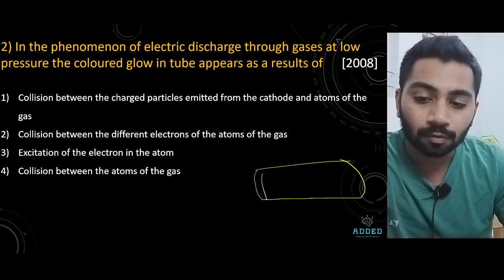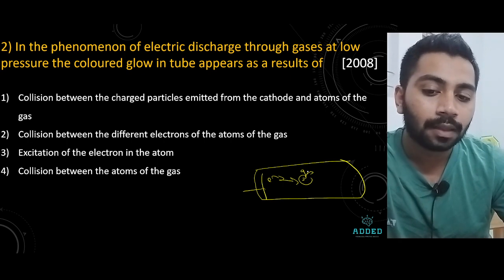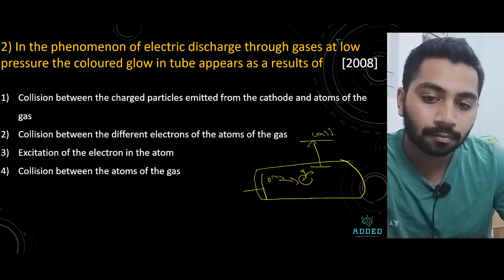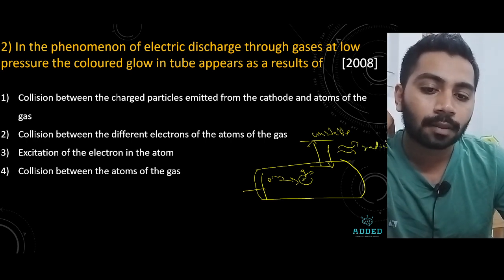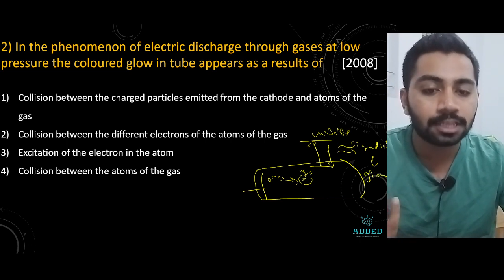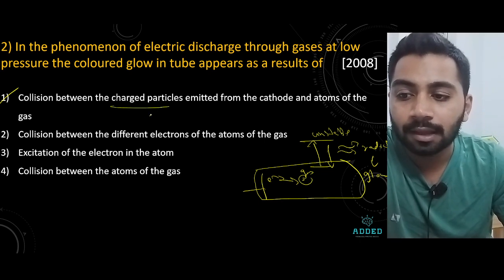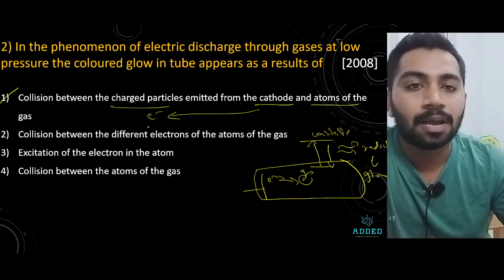See, I will tell you why. Electrons are moving here. They collide with gas molecules. The gas molecules move upward and become unstable here. While coming back outside, they emit some radiation. If radiation is emitted, then it is bright. Now it is glow only. So which one is correct? Collision between the charged particle, electron, emitted by the cathode and the gas molecules.